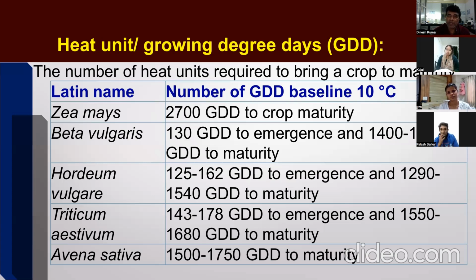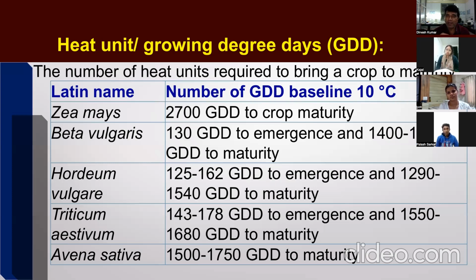Some day it will get 20, some day it will get 25, some day it will get 15, and when the total becomes 3000, this will tell us the duration. It has to complete 3000, whether it completes in 150 days, or in 100 days, or in 170 days. That concept is called heat unit or growing degree days.